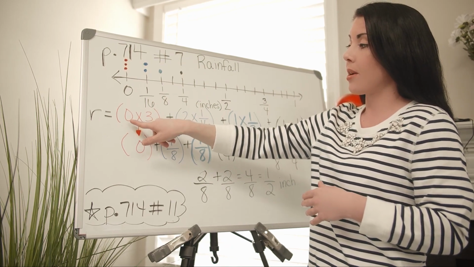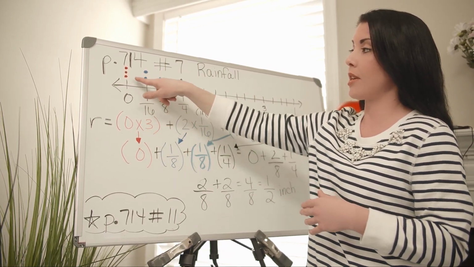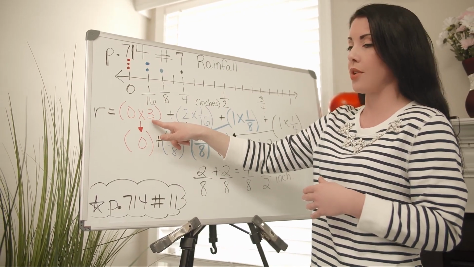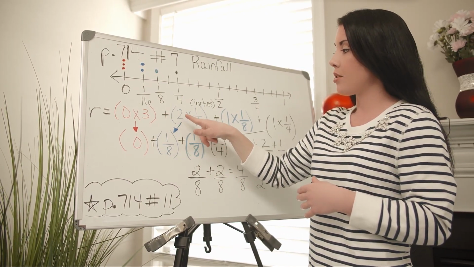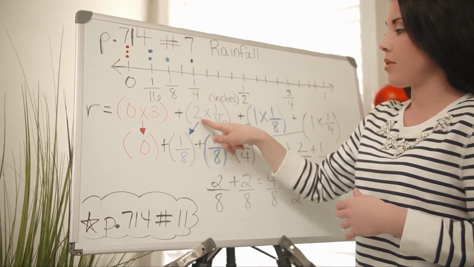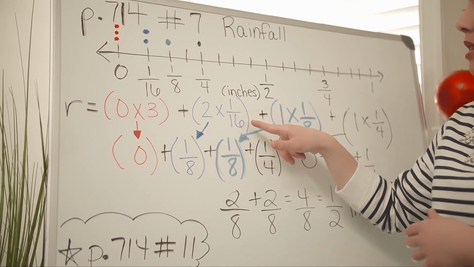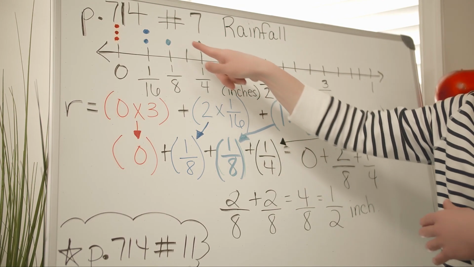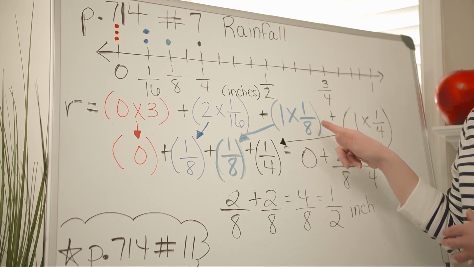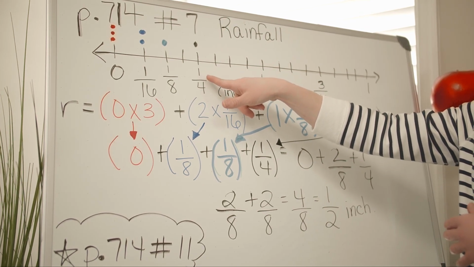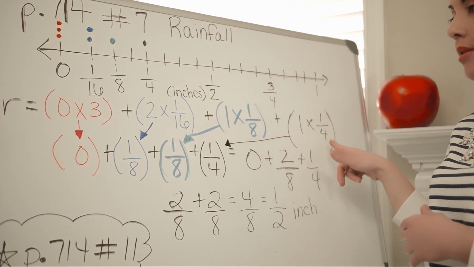So here I started with 0. There were 3 days that there was 0 rainfall, so I did 0 times 3, plus 2 days, 1, 2, that there was 1/16, so I did 2 times 1/16, plus 1 day that there was 1/8 of an inch of rainfall, okay, plus 1 times 1/8, okay.